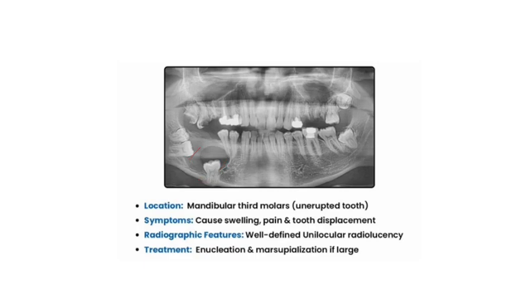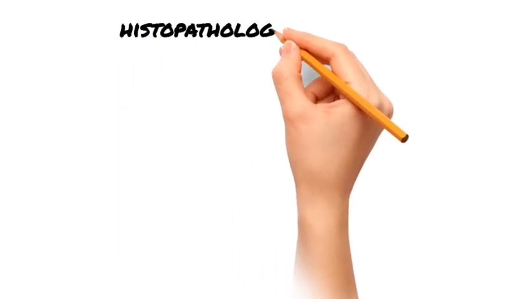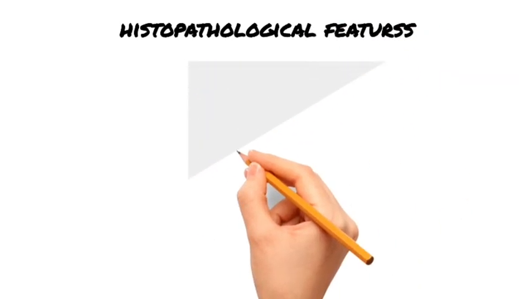The marked radiolucency is a dentigerous cyst which is involving the right lower mandibular third molar, which remains unerupted. The symptoms are swelling, pain and tooth displacement. The radiograph presents as a well-defined unilocular radiolucency. Now coming to the histopathological features.